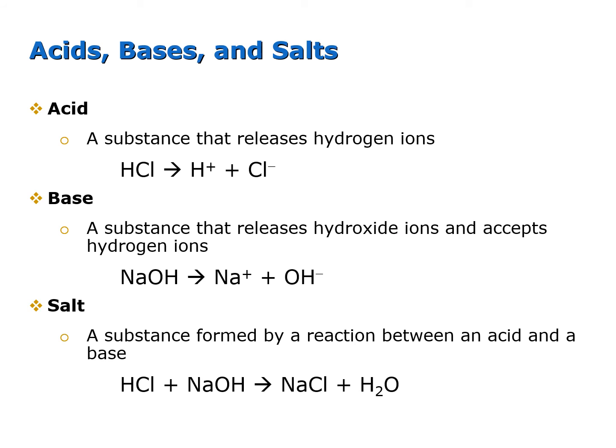We'll look now into what acids, bases, and salts represent from a chemical point of view. I will start by defining an acid. An acid is a chemical substance that has the ability of releasing a hydrogen ion when dissolved in water.